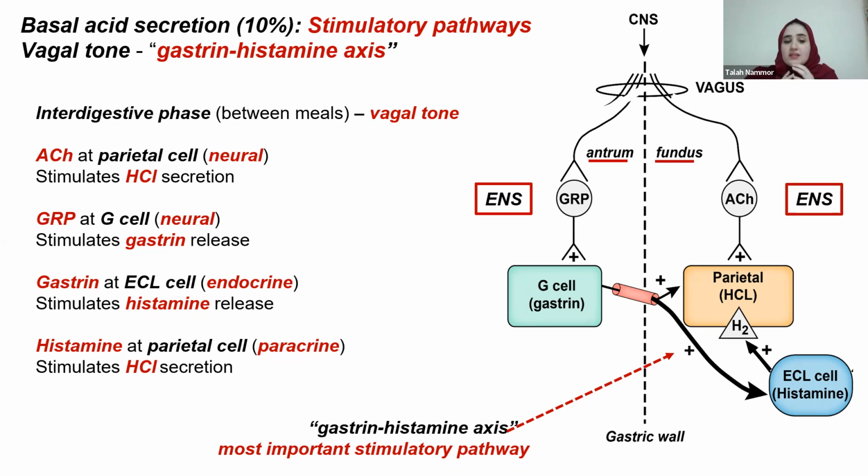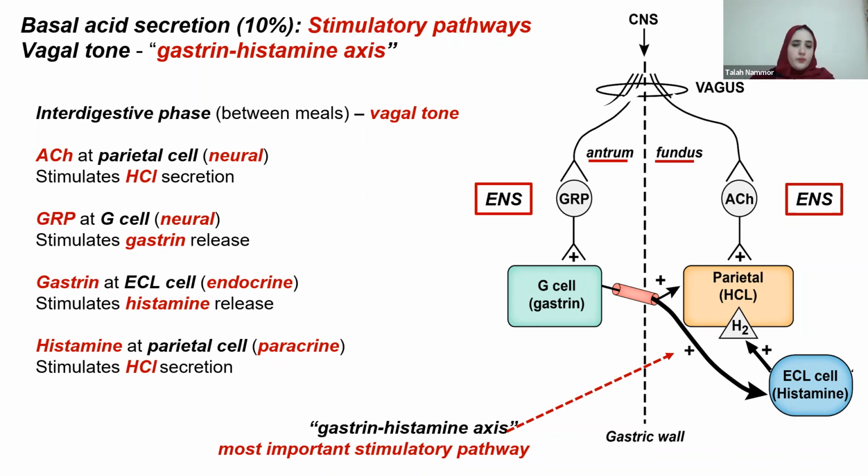So basically only 10% of gastrin will be released. Then 10% of histamine will be released. Therefore, only 10% of HCl is released. Did you get me, guys? Did you understand me?